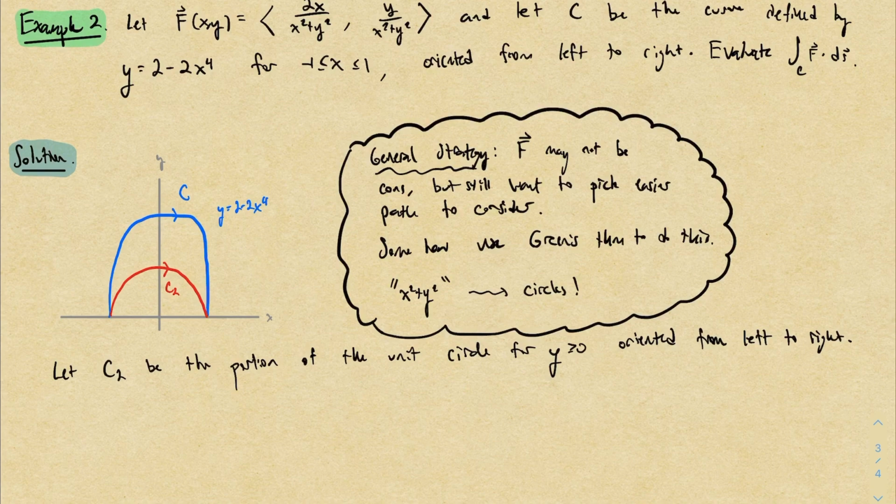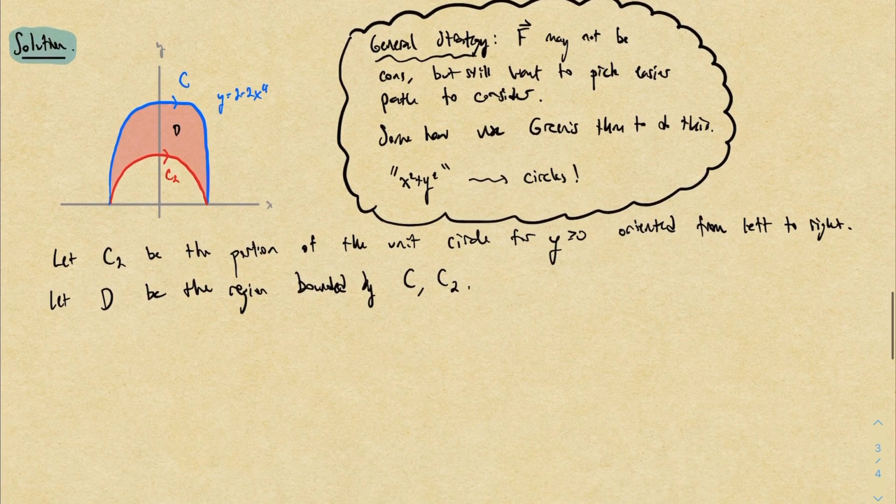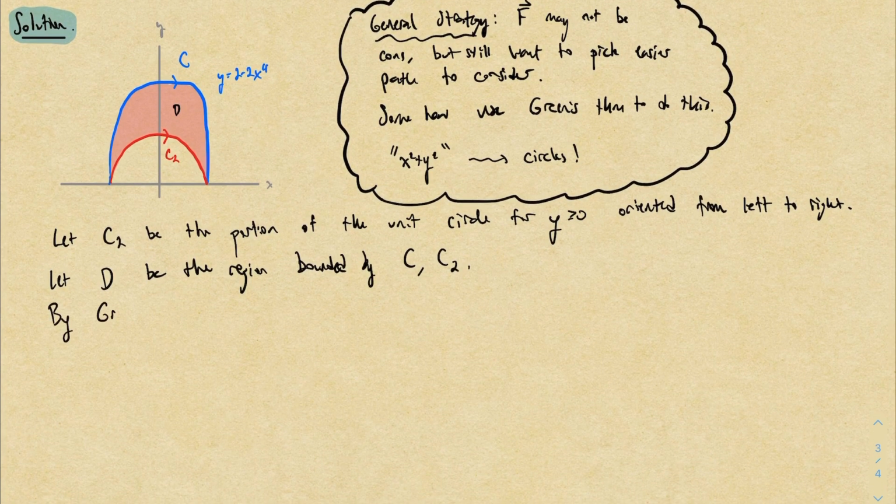Then if I'm going to use Green's theorem, the next obvious thing to do is to color in the region between them and give that a name. I'll let D be the region bounded by the two curves. Okay, so let's think about what Green's theorem tells us. It would tell us that the double integral over this region D of the curl of f would be the same thing as the line integral of f over the boundary curve.